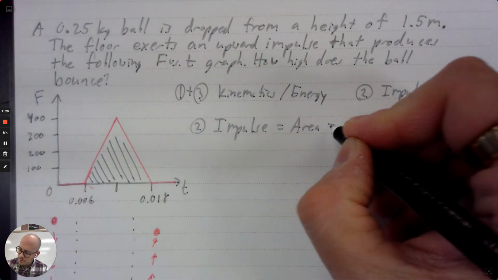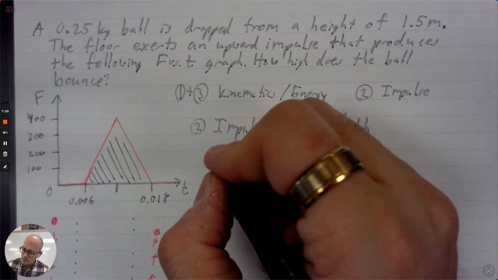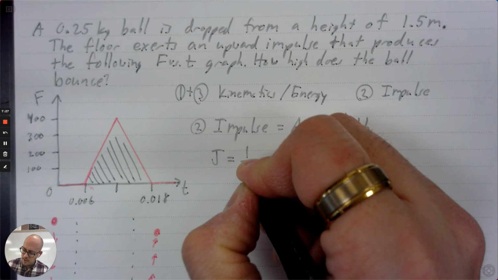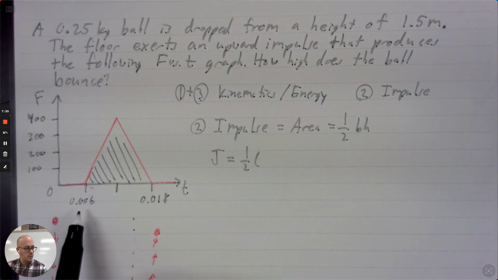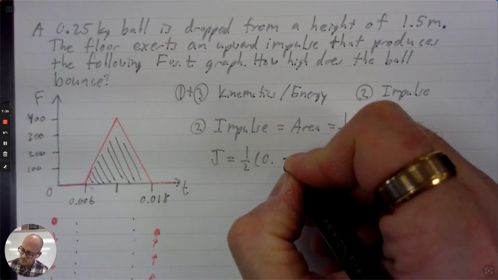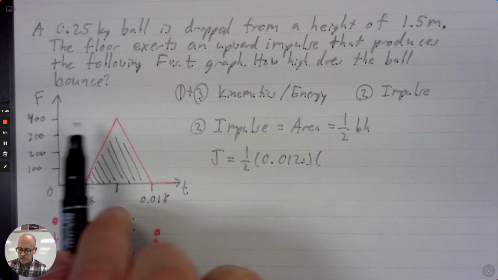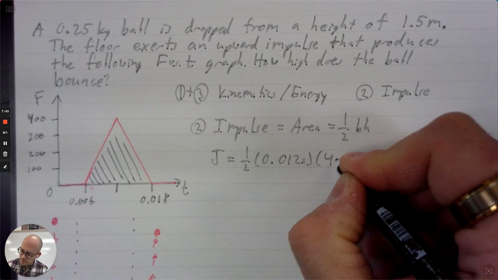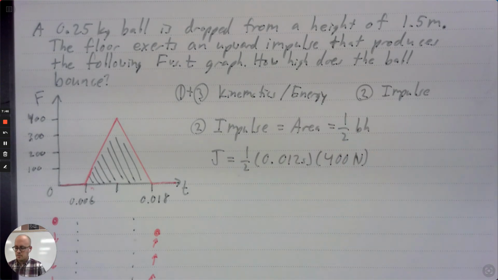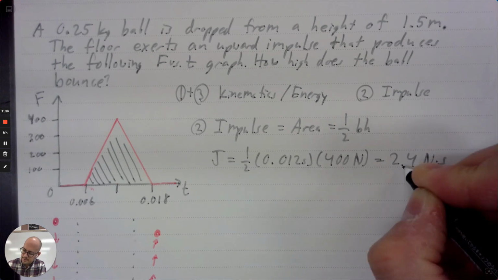And that area is a triangle, so 1/2 base times height. So I can do J equals 1/2. The base goes from 0.006 seconds to 0.018 seconds, so that's 0.012 seconds. And then the height, the peak of the triangle, is at a force of 400 newtons. So the impulse, 0.5 times 0.012 times 400, is 2.4 newton seconds.